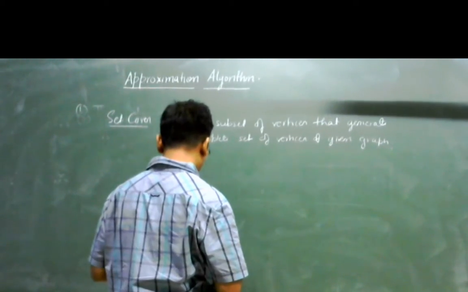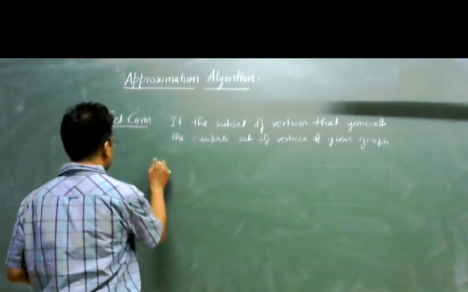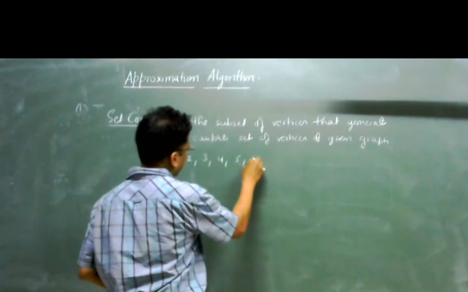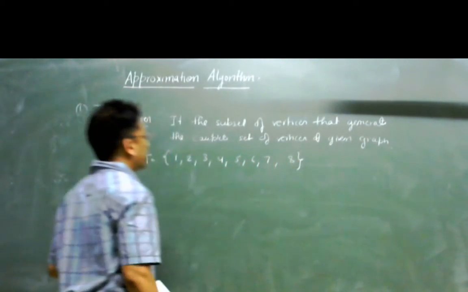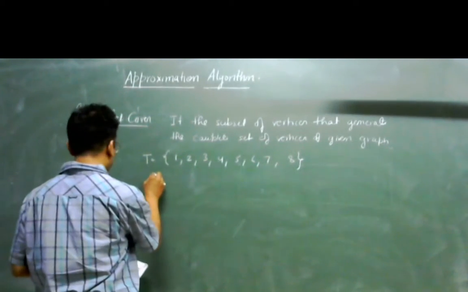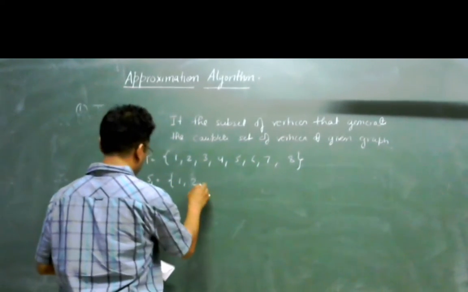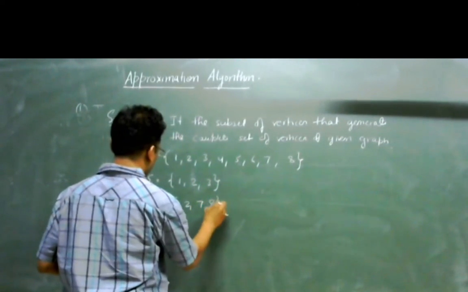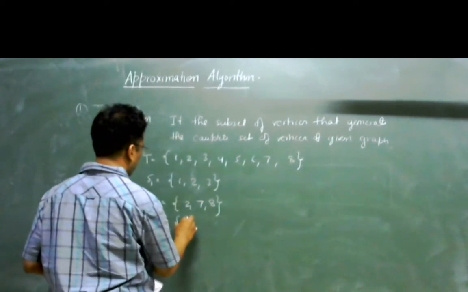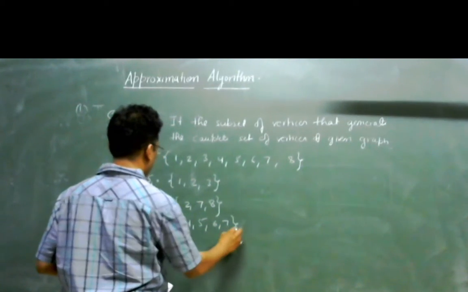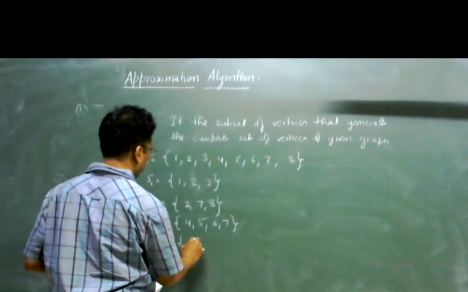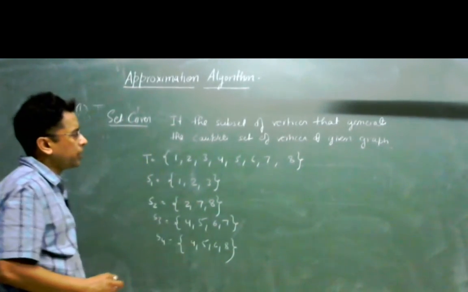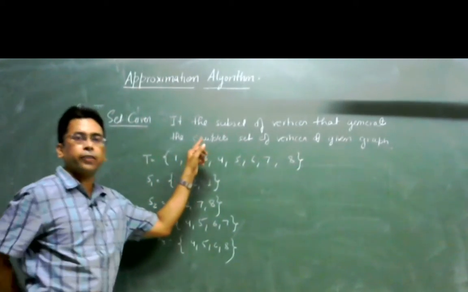Suppose there is a set T equals 1, 2, 3, 4, 5, 6, 7, 8. This is a set. Suppose the number of vertices and the possible subsets are S1 equals 1, 2, 3, and S2 equals 2, 7, 8. S3 equals 4, 5, 6, 7, and S4 equals 4, 5, 6, 8. Right?